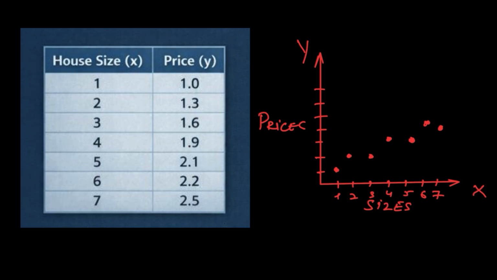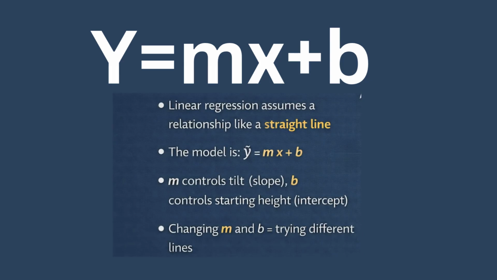Now that we have the data points, we need a rule that takes a house size and gives us a predicted price. Linear regression starts with the simplest possible rule, a straight line. This is the entire model. For any input x, the line outputs a prediction y hat, meaning predicted y.